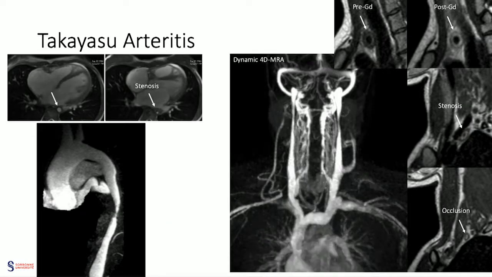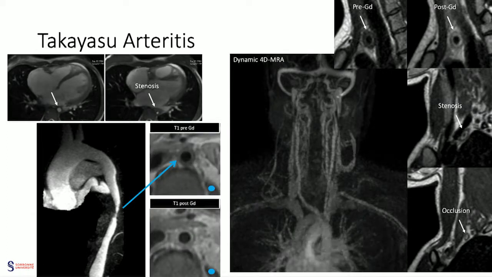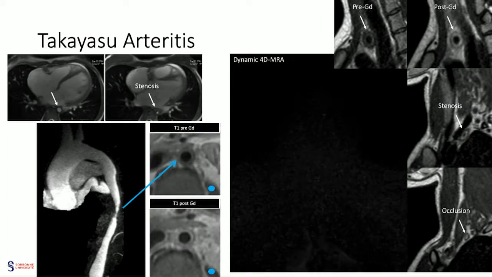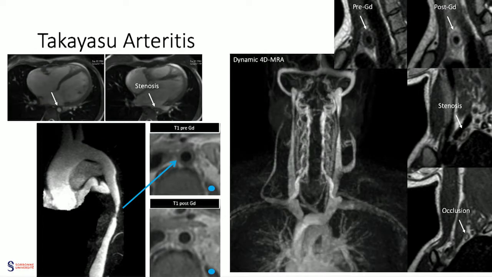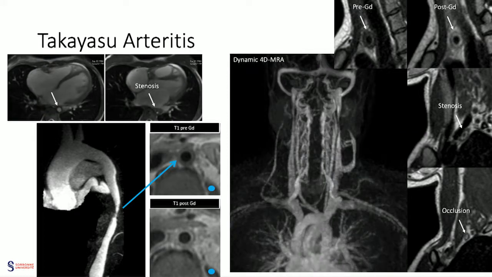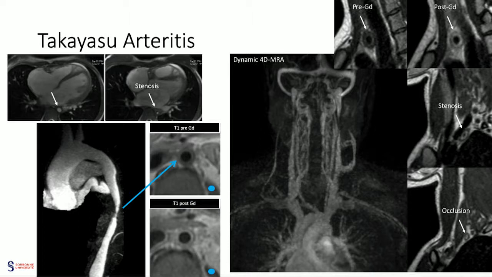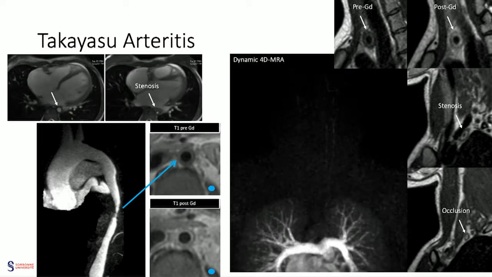And ending on this, in inflammatory disease, you can do black blood pre and post gadolinium acquisition to look at this thickened wall in Takayasu disease, stenosis, and also, of course, access all of the different vascular access in this patient.